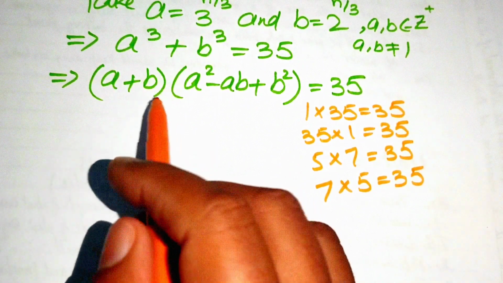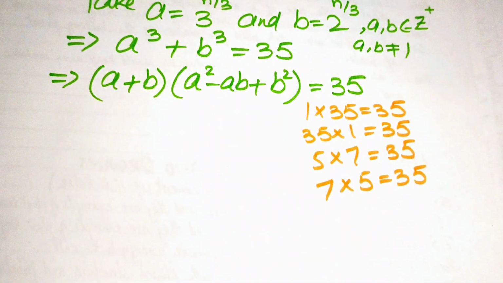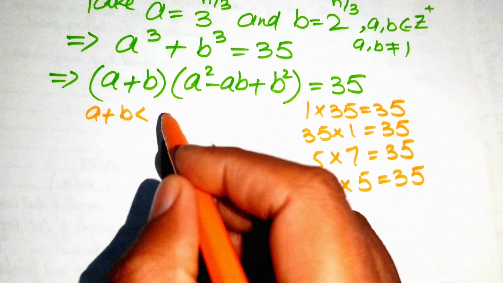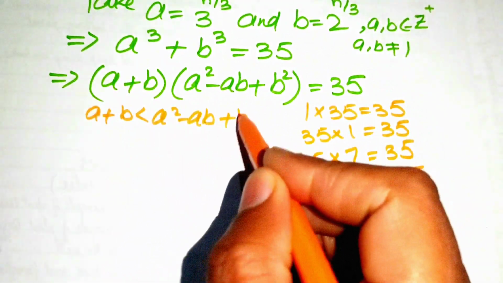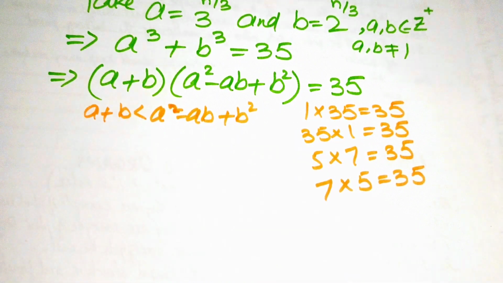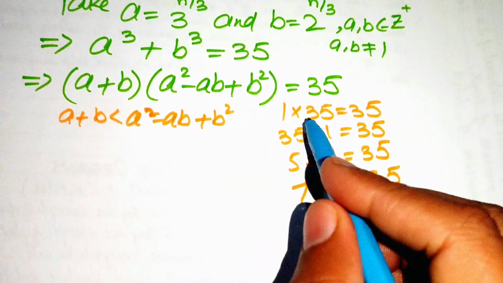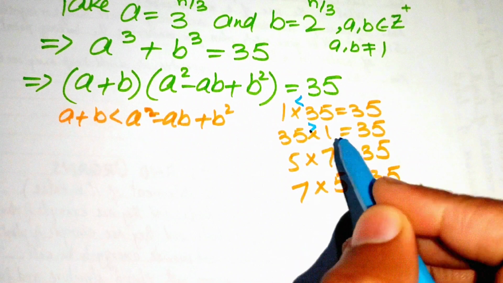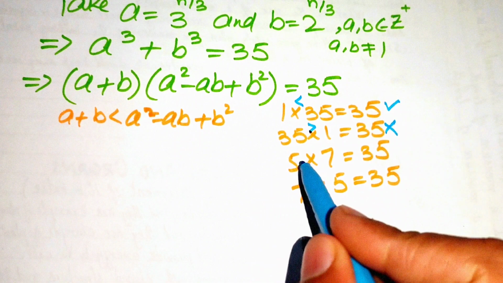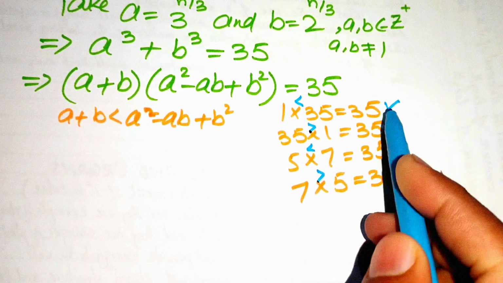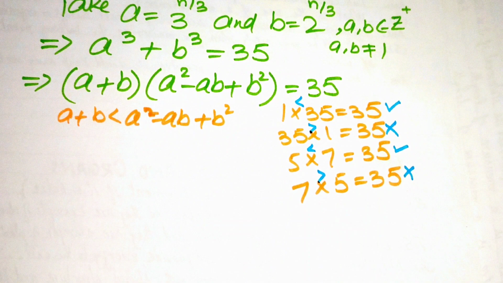If you focus on the left hand side, we have a plus b times a squared minus ab plus b squared, and if you relate a plus b to this term, we see that a plus b is less than a squared minus ab plus b squared in general. So we choose factor pairs in which the first term is less than the second term. Checking this condition, 1 is less than 35, so this holds, but 35 is greater than 1, so this does not hold. Similarly 5 is less than 7, so we choose this, and 7 is greater than 5, so we reject this. So we have these two possibilities, and now we compare them one by one.